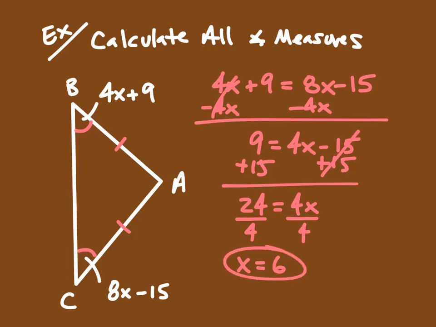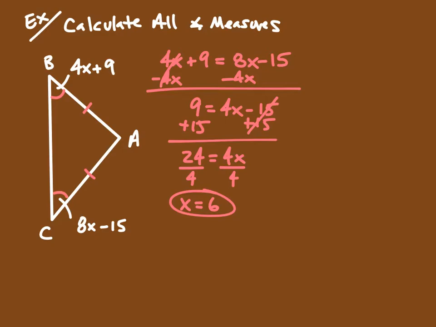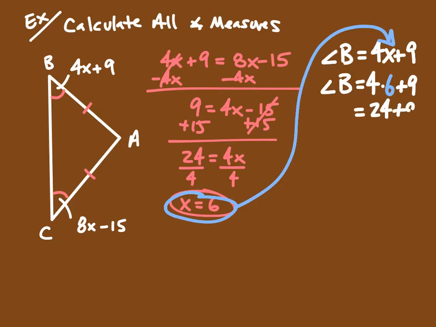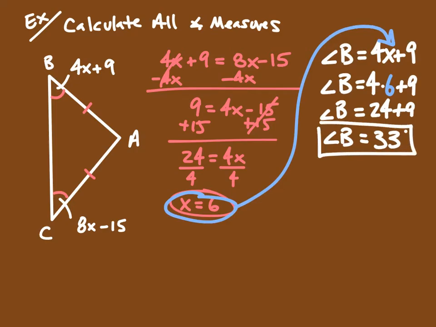Now remember what we're trying to do: we're trying to figure out all these angle measures. We can for sure figure out angle B, and that's just 4x plus 9. I want to substitute 6 in for x in that expression. So angle B is equal to 4 times 6 plus 9. 4 times 6 is 24, plus 9, so angle B is equal to 33 degrees. So we figured out what angle B is. Because we know that angle B is congruent to angle C, I can automatically say that angle C is also equal to 33 degrees, and I don't have to do any math.